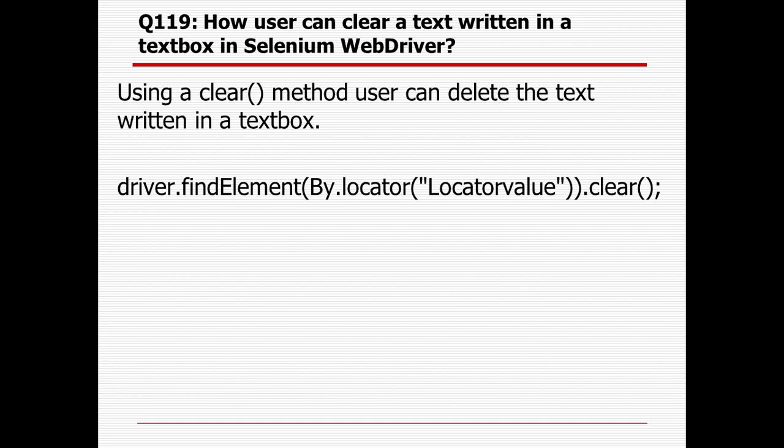How can a user clear text written in a text box in Selenium WebDriver? Whenever there is a text box, we can provide some input. Suppose the input is provided and we need to clear it, and if you want to type another new text, first you need to clear it, then type the new keys again. In other words, using the clear method, the user can delete the text already written in the text box. So you need to first identify the element, driver.findElement by locator and locator value. Then you need to use the clear method, dot clear. So it will clear all the text already entered in that particular text box.